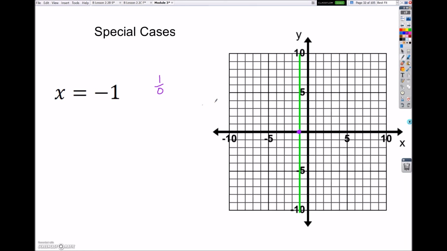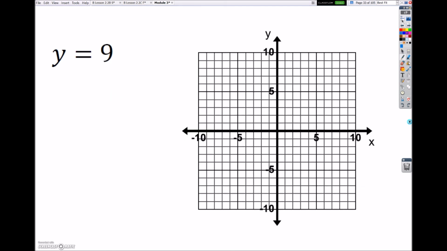Anytime it's x equals, it's going to be a vertical line. Like I said, you go to that value on the x value, which is -1, and you just draw a vertical line. Now the next special case is y equals 9. Anytime you have y equals 9, it's going to be a horizontal line.